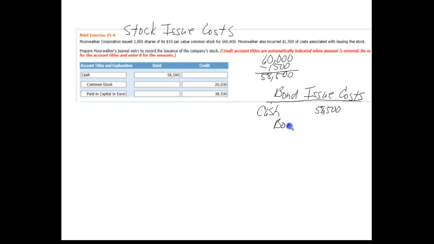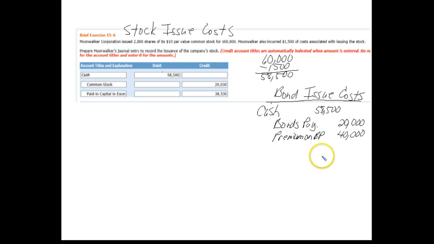Now, if this had been bonds, we would have credited bonds payable for the face amount. So we'll say this $10 is the individual face amount of the bond, 2,000 shares, that's $20,000 face amount going into bonds payable. These bonds then would have been sold at a premium, so we would credit premium on bonds payable. Now also keep in mind the bonds were issued for $60,000, so that would have been a premium of $40,000, and that's how we would have looked at it with the bond.